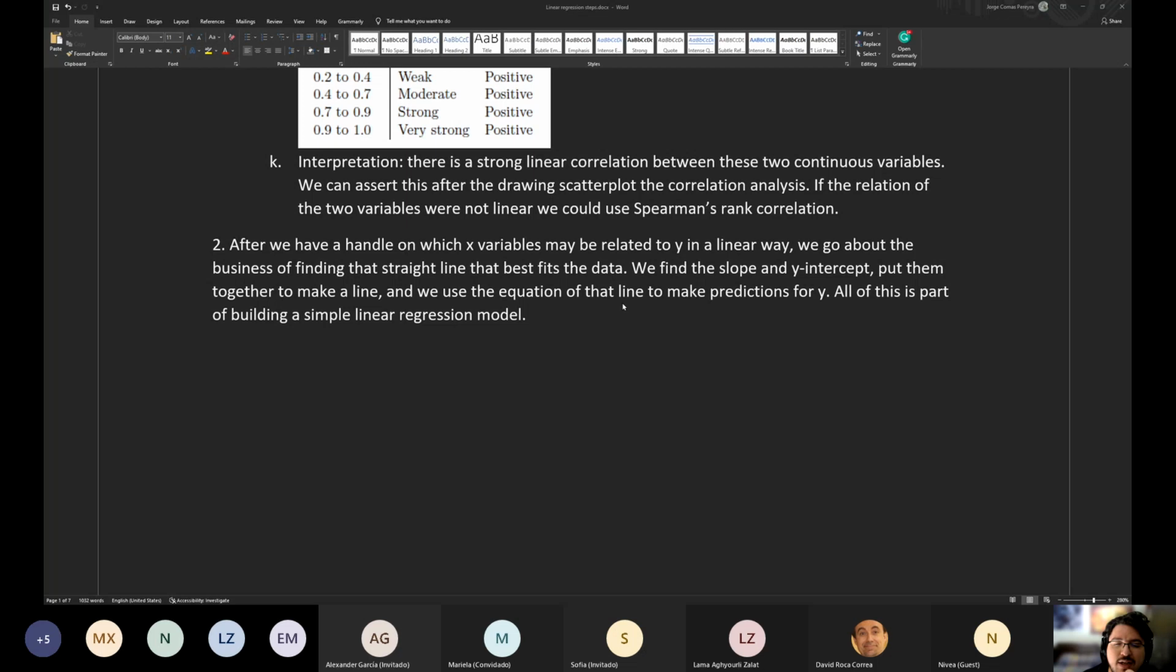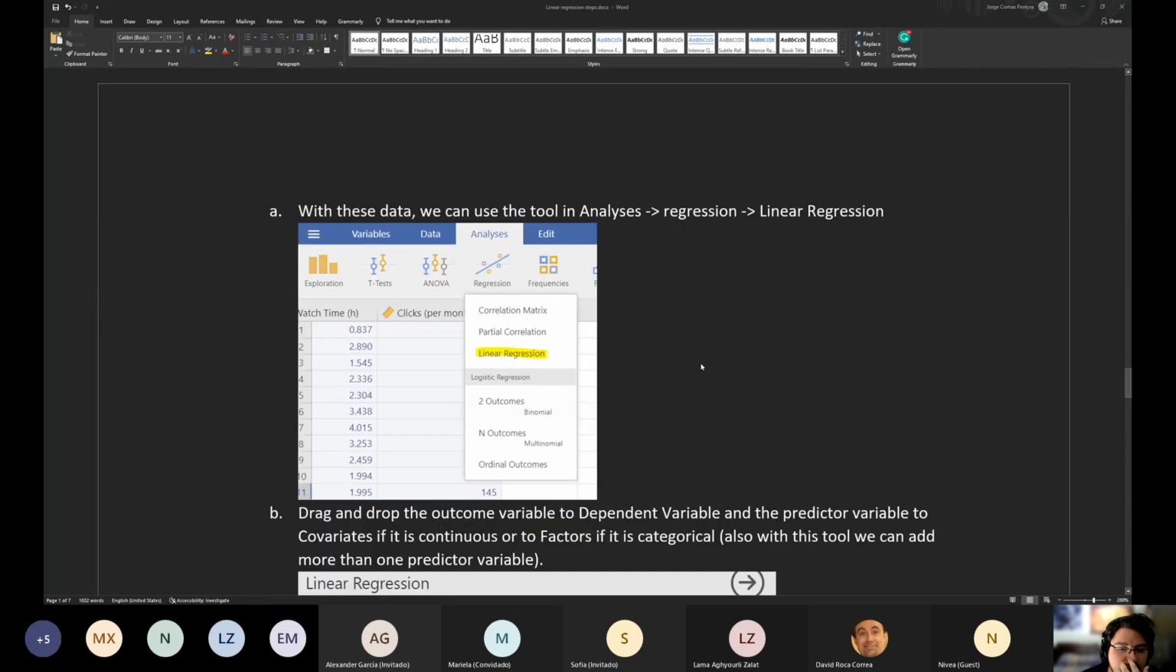Okay, the things that define a line are a slope and an intercept. And because we only have one independent variable, the formula of that line will be a plus bx. Okay, and you will see this now. So to get this linear regression, we can use the tool in analysis, regression, linear regression. So analysis, regression, linear regression.